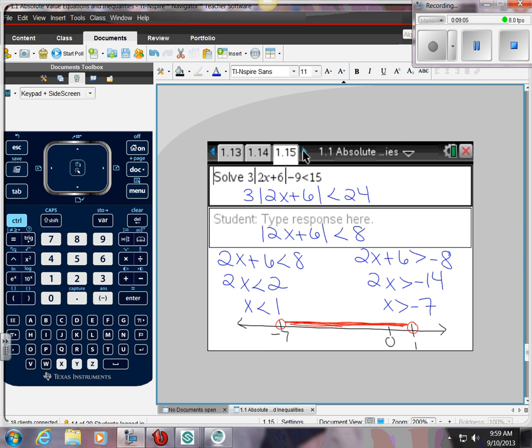This is called a conjunction. Awesome. Conjunctions are written a little bit differently. We write it as one inequality. So here's how this is going to be written. I'm going to write it up here so you guys can see it. What's the smaller number?